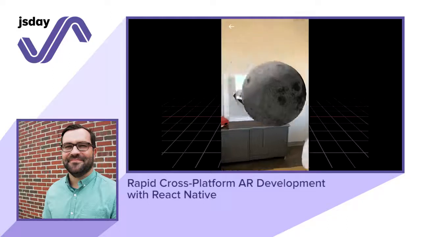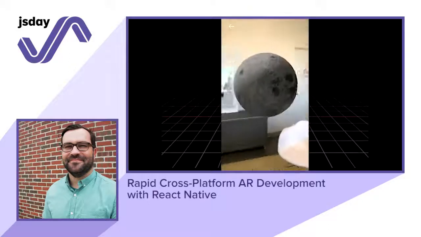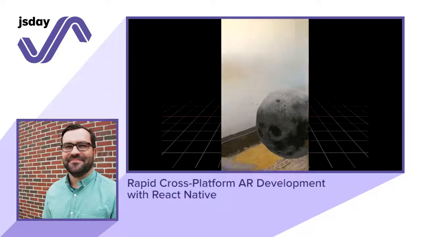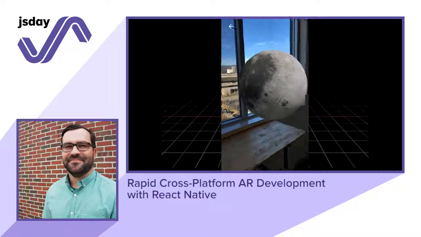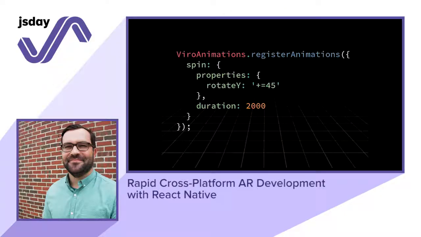Lastly, since this is the moon, after all, it'd be cool if it was spinning in place. So let's try working on some animations. In order to create an animation, there's a method that Viro provides called register animations, and I'm creating an animation called spin, which is just going to rotate the moon around the y-axis.